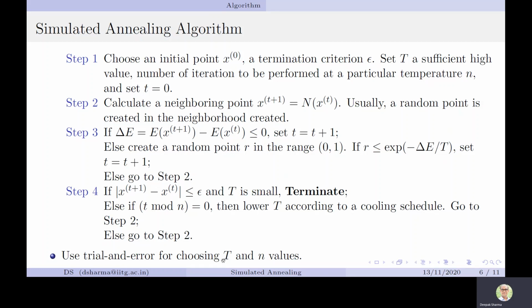Now here the temperature T, which we are starting at a high value, we are choosing randomly. So we have to choose by trial and error. And similarly, the number of iterations at a particular temperature also we are fixing. So these are the 2 user defined parameters which we have to fix to run this algorithm.